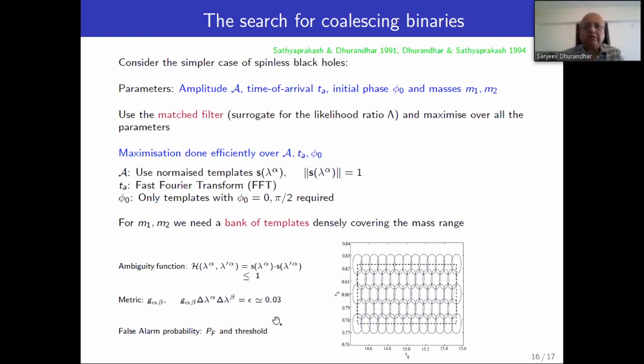What one must do is define an ambiguity function, which is defined like this: S dot S alpha is S of lambda prime alpha. So you take these templates, which are normalized, and take the scalar product of these things. Again by the Schwarz inequality, because the norm is 1, H alpha is less than or equal to 1.